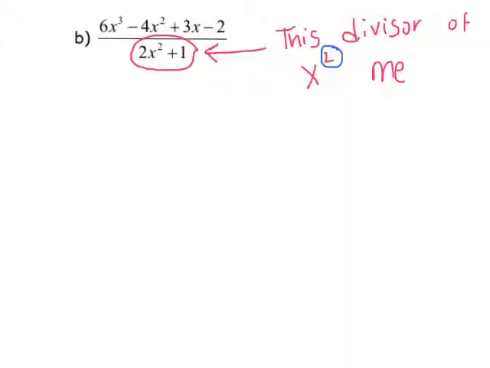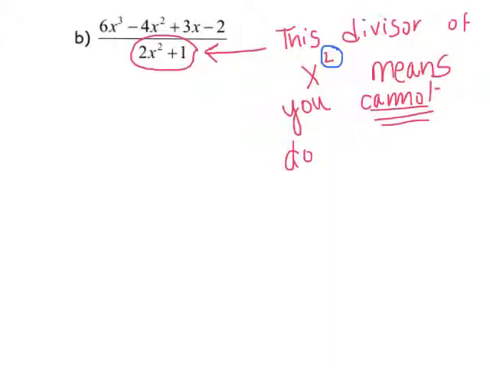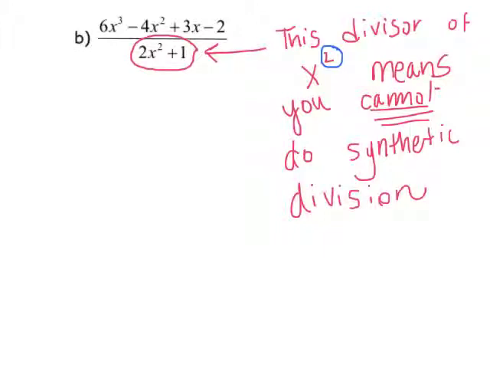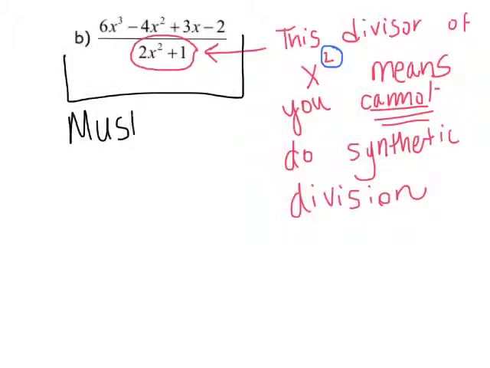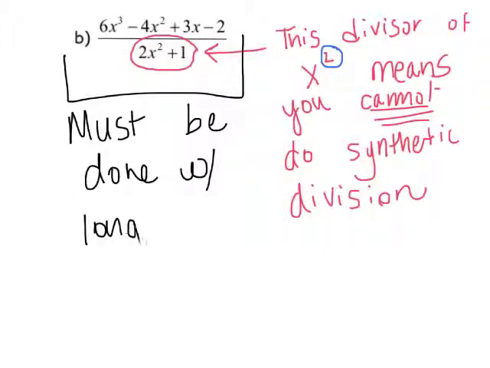But this divisor of x squared means you cannot do synthetic division. Okay, so I'm going to talk about when you can and when you cannot do synthetic division later, but it's basically when you have a degree of 2 or more. So this example, you cannot do synthetic division. It has to be done using long division. Must be done with long division, which is the one we just did.